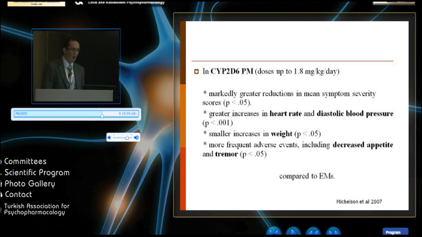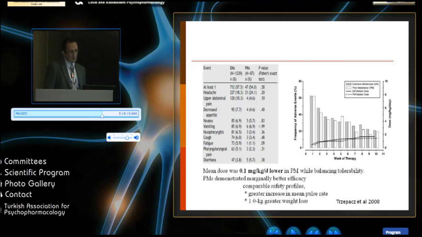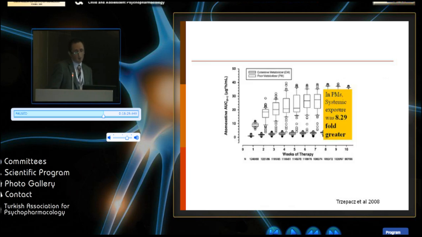Heart rate, diastolic pressure, tremor, and loss of appetite might be other side effects to be observed, but without knowing the genotyping, following the side effects cannot be enough. Slow metabolizers and fast metabolizers have a difference of 0.1 milligram per kilogram only.